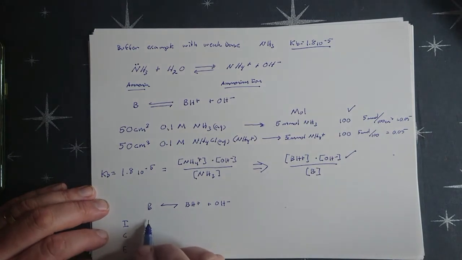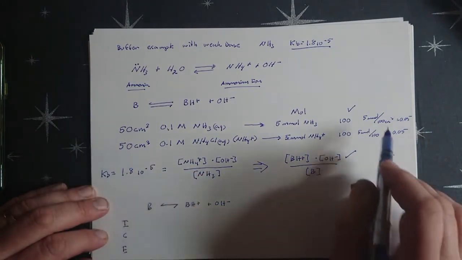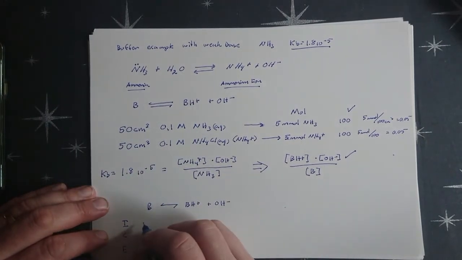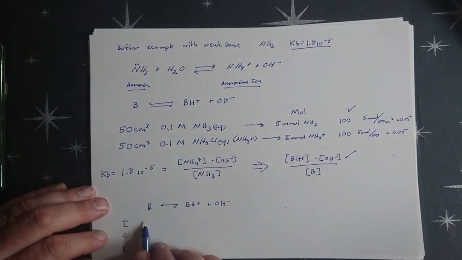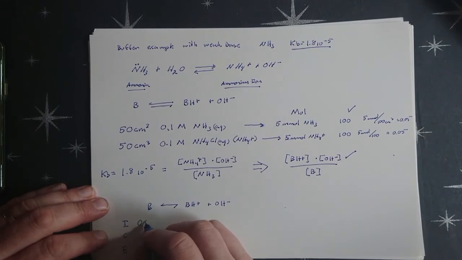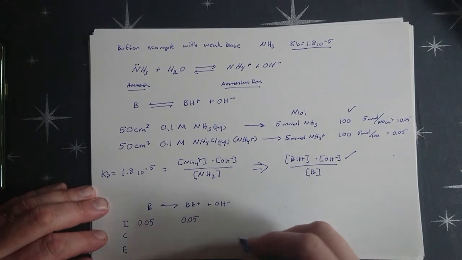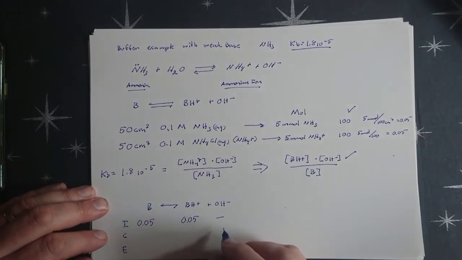So our initial concentrations of the two components of this buffer are the same. So we have base, it's going to be 0.05, and then we have the BH, 0.05. And we don't know this, and this is what we're going to try to find out.